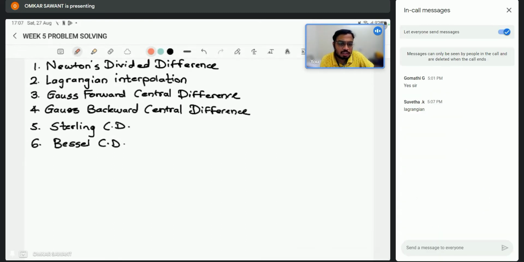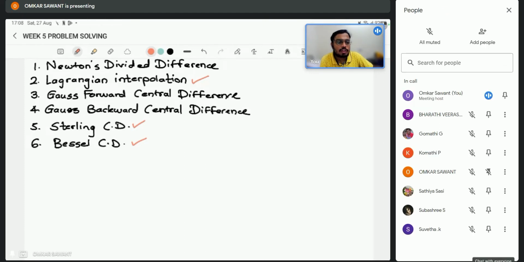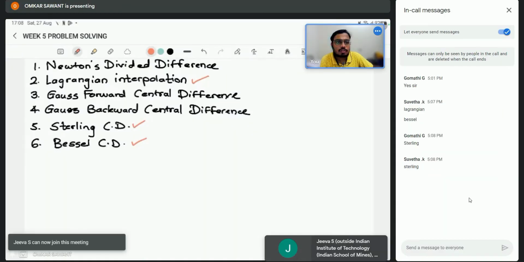Anyone? Okay. Lagrangian interpolation, then Bessel central difference. Okay. Lagrangian and Bessel central difference. And what else have they taught? Stirling. Stirling also they have taught. Okay. Then did they teach Newton's divided difference? Newton's divided difference. What about that? It is not taught.